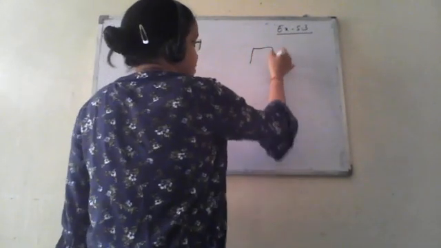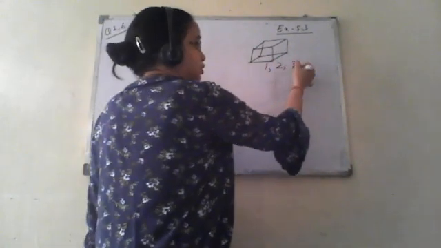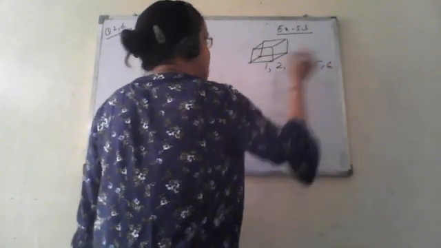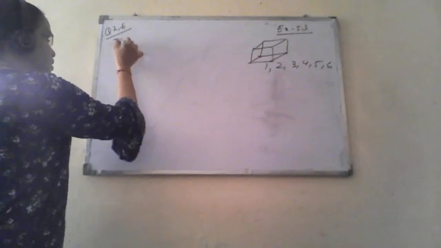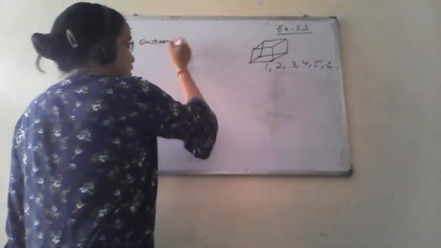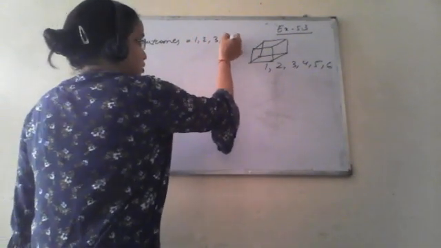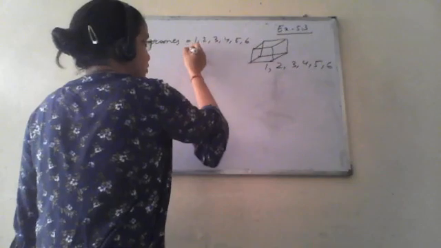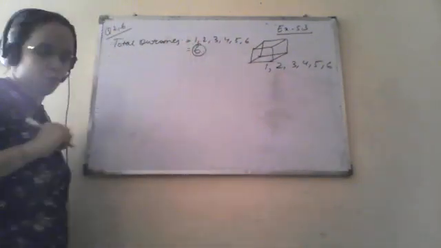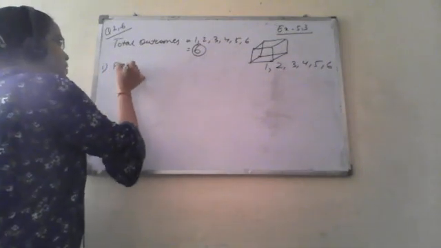When a dice is thrown, the total outcomes will be either 1 or 2 or 3 or 4 or 5 or 6. Because we have to calculate the probability, I am writing the total number of outcomes: 1, 2, 3, 4, 5, 6, or in short there are 6 outcomes.